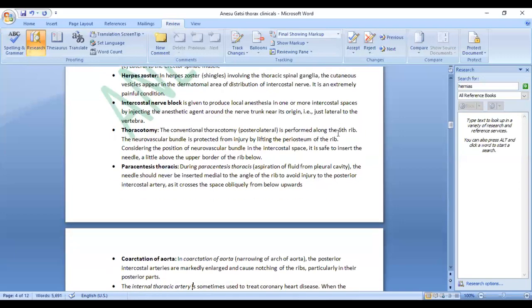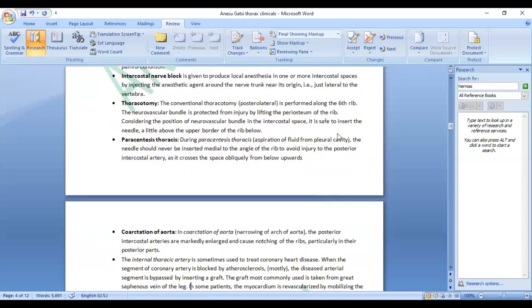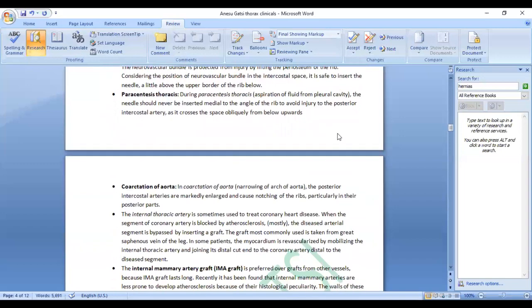So there's what is known as coarctation of the aorta. We'll probably just brush through it because we'll come back to it when we talk about the clinical correlates of the heart towards the end of this presentation. So coarctation of the aorta refers to narrowing of the arc of the aorta. And in this condition, you find that the posterior intercostal arteries are markedly enlarged and cause notching of the ribs, particularly in their posterior parts.